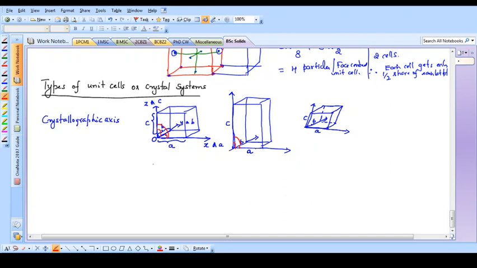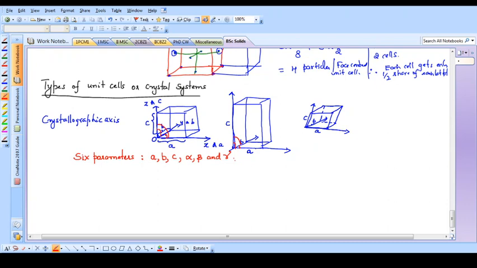These angles are denoted as alpha, beta and gamma. So altogether there are 6 parameters using which we can characterize or define the nature of the unit cell. The 6 parameters are 3 lengths A, B, C and 3 angles alpha, beta and gamma. Which is alpha, which is beta and which is gamma, we will come to know in a while. Okay, so the values of these 6 parameters decide the type of unit cell or type of crystal system.